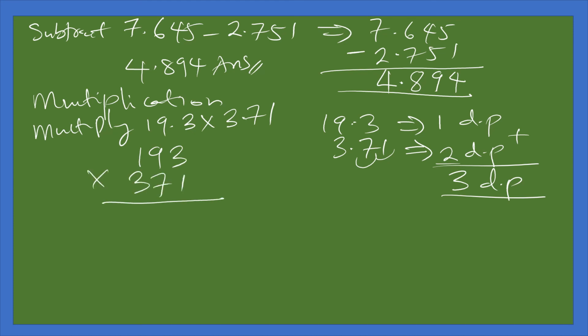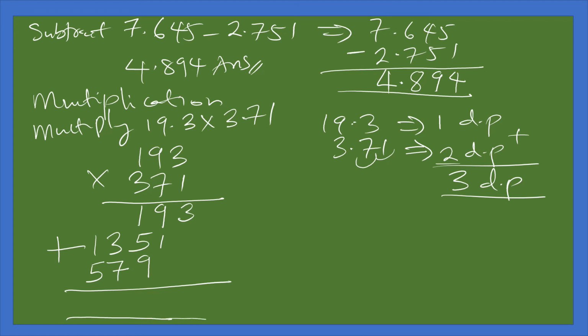Normal multiplication. 3 times 1 is what? 3. 1 times 9 is what? 9. 1 times 1 is what? 1. 7 times 3 is what? 21. Write down 1, carry 2. 7 times 9, 63. Plus that 2, 65. You write 5, carry what? 6. 7 times 1 is 7, plus 6, you have what? 13. Now, 3 times 3 is what? 9. 3 times 9, 27. Write down 7, carry 2. 3 times 1 is 3, plus 2 is what? 5. Now, what do? You now what? Add.